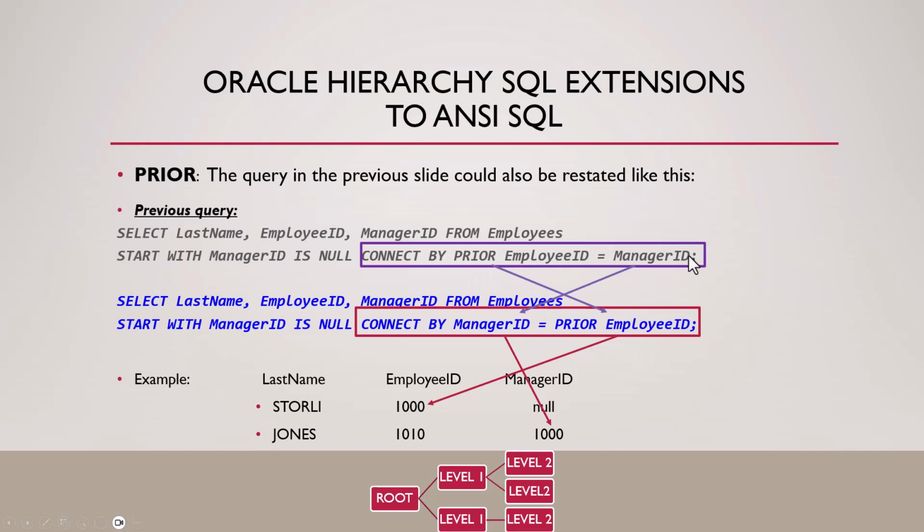So I'm switching the terms. I'm moving the manager ID to the left-hand side of the equal sign, and I'm taking the prior employee IDs and moving it to the right-hand side. So I'm just reversing it. And when you run it like this, you will get the same result set.